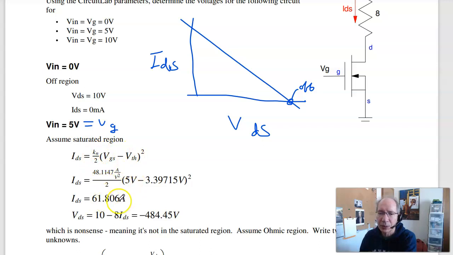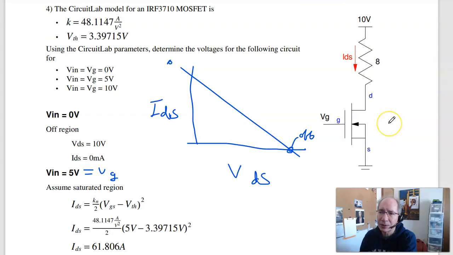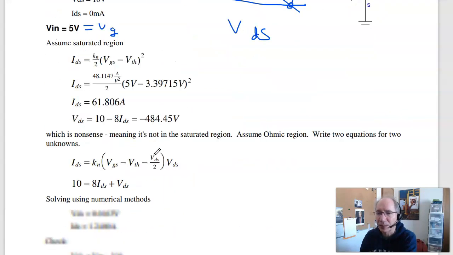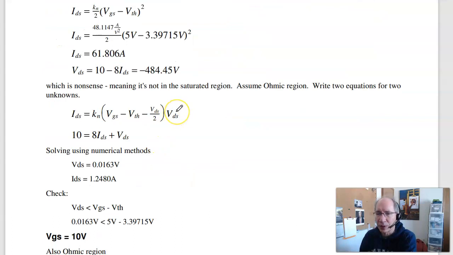IDS, 61 amps. Find VDS, I'm at minus 484 volts, which is way over here. That's not possible. I can't have a negative voltage on this circuit. What that tells me is my assumption was wrong. I am not saturated, I'm actually ohmic. So, try the ohmic model.